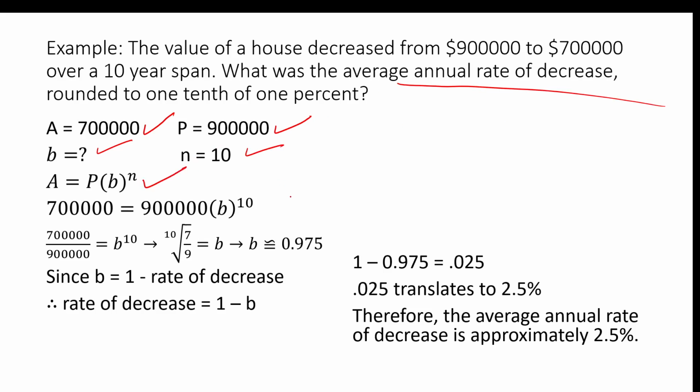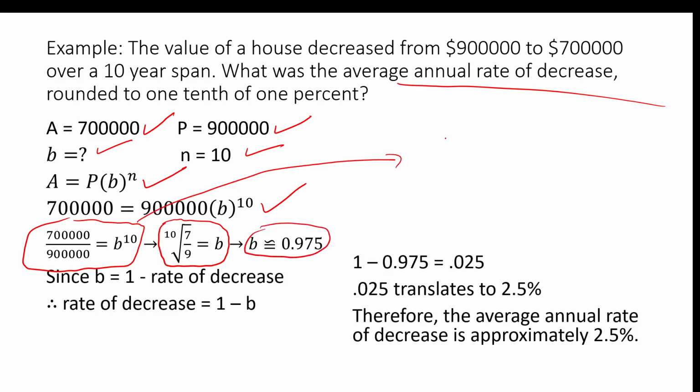So if A equals P times B to the n, then we can say 700,000 equals 900,000 times B to the exponent 10. Dividing both sides by 900,000, we get this expression right here. We can then do one of two things. Either take the 10th root of the left and say that that equals B, and B is roughly 0.975.